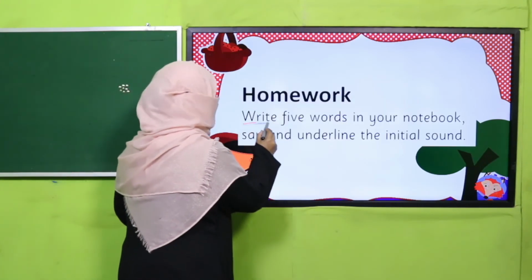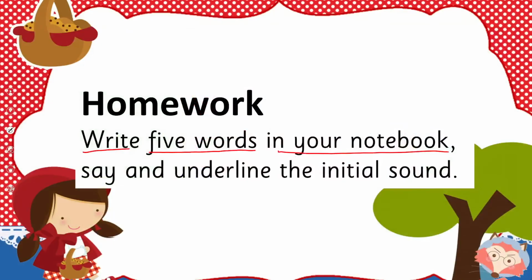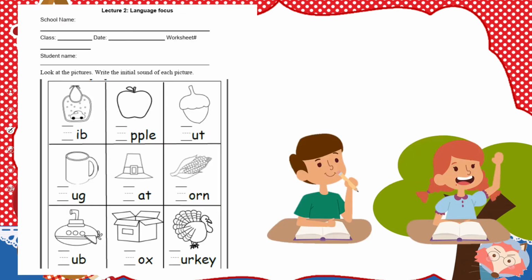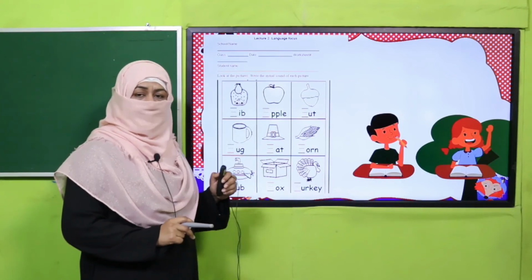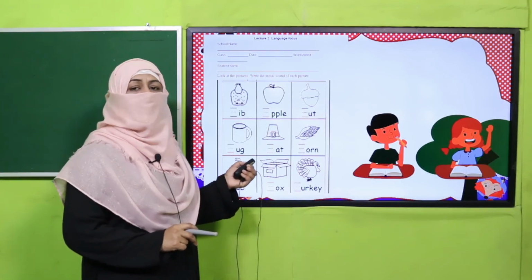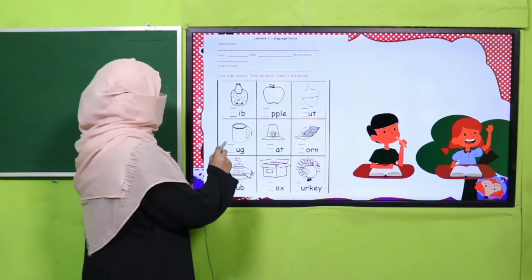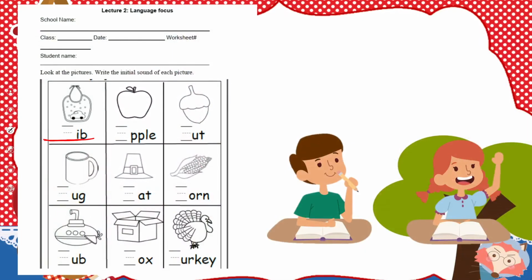You will write 5 words in your notebook and you will say them as well and underline the initial sound in every word. So it's a practicing worksheet, my dear fellow teachers. This worksheet, lesson plan, PowerPoint presentation, links are there. You may click it, download it, and kindly provide printed worksheet to students for practice. And my dear children, what you are going to do? You will complete this word and you will say the first sound of every word, okay, the initial sound.